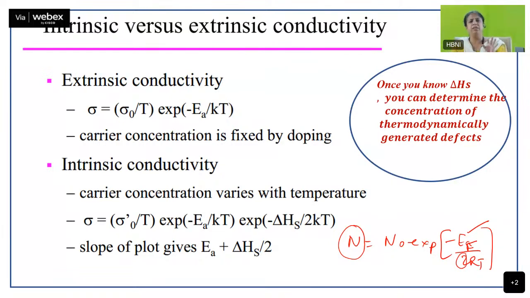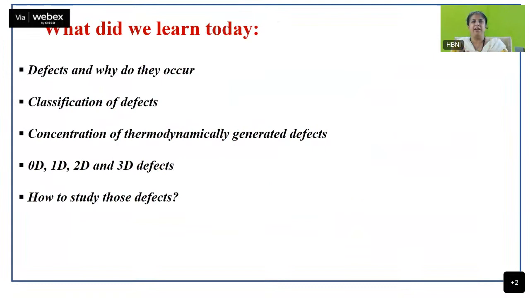So this is how we study the concentration of thermodynamically generated defects. This is for ionic conductivity, and every technique will give you some correlation with the defects that you want to study. So basically, in this topic of defects, what do we study? We studied defects and why they occur: 0D, 1D, 2D, volume defects, classification of defects based on dimensionality, based on whether they are created extrinsically or intrinsically, based on whether they are of thermodynamic origin or not, and so on.